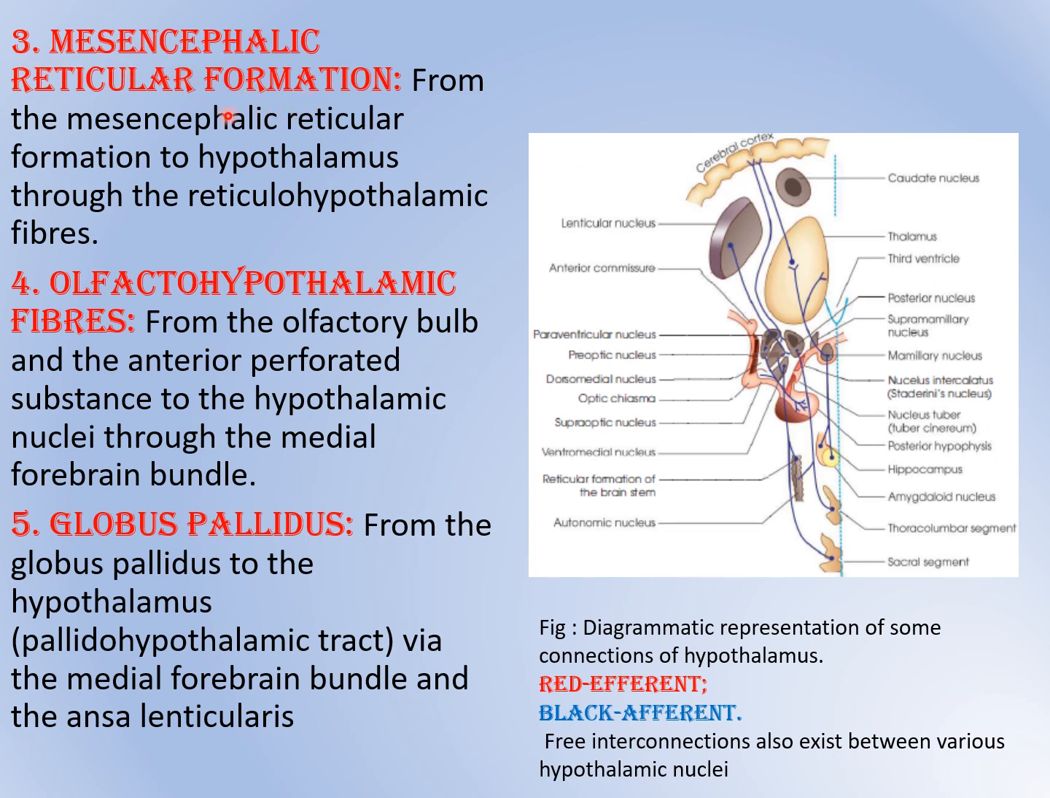Then the mesencephalic reticular formation. From the mesencephalic reticular formation to the hypothalamus through the reticulohypothalamic fibers. Then olfacto-hypothalamic fibers. From the olfactory bulb and the anterior perforated substance to the hypothalamic nuclei through the medial forebrain bundle. Then globus pallidus. From the globus pallidus to the hypothalamus, the tract's name is pallidohypothalamic tract via the medial forebrain bundle and ansa reticularis.